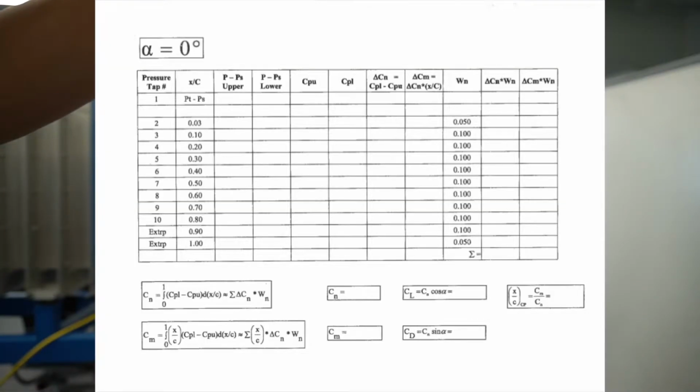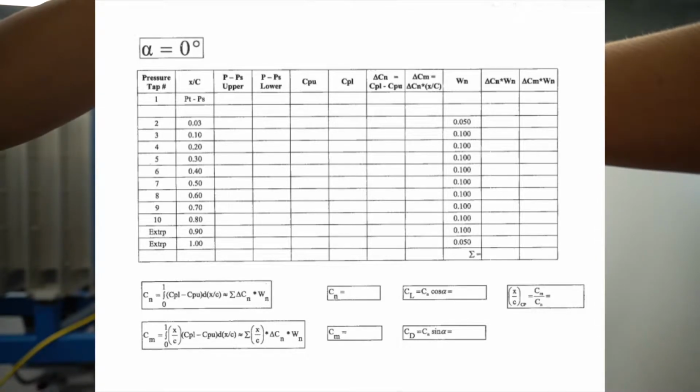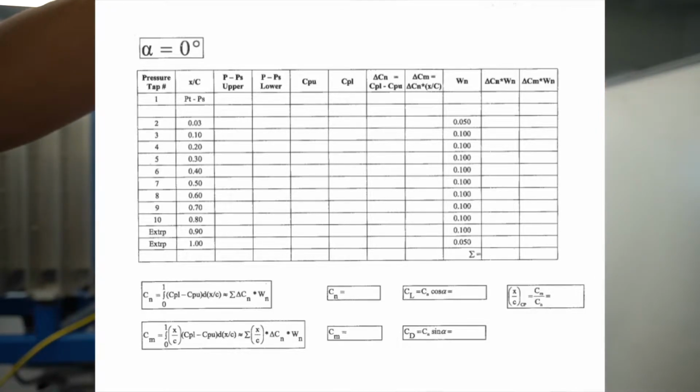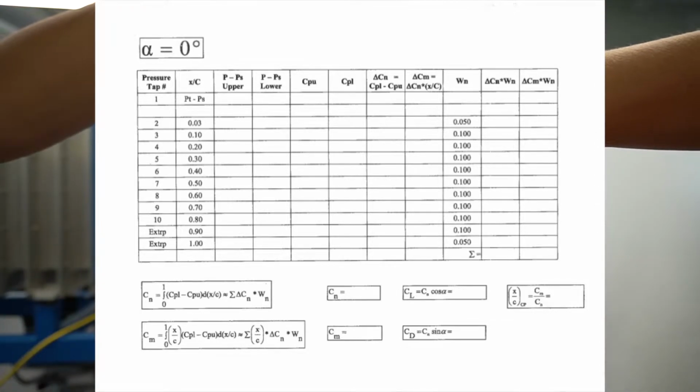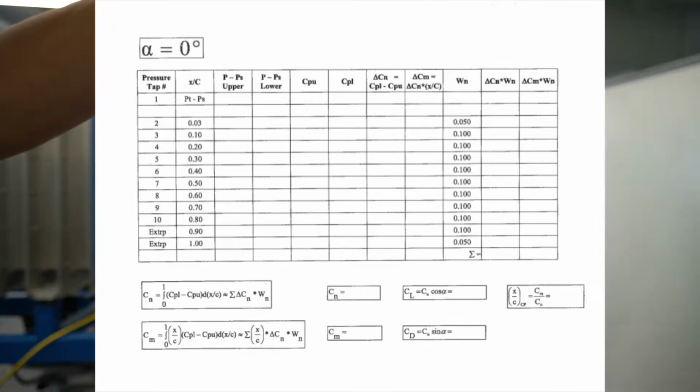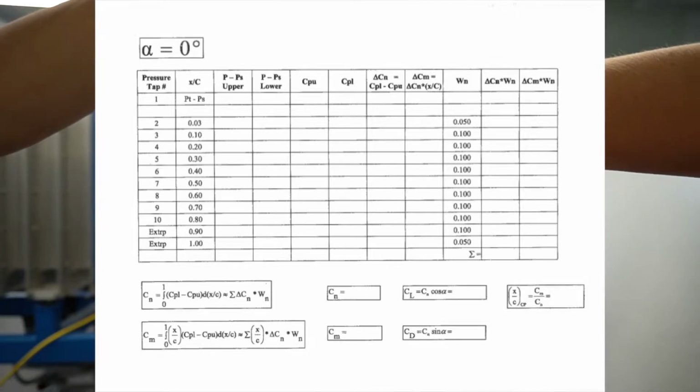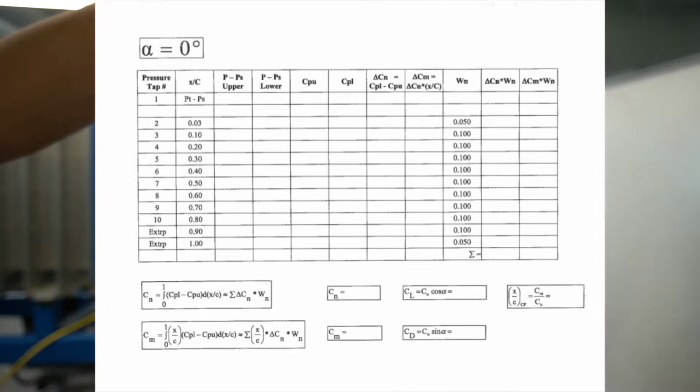Okay, so if we have a look at our data sheet, we notice that there are a lot of different columns that we're going to be filling out. So we've already talked about the pressure taps and the different X over C locations, so we already know what those mean. As we alluded to before, we're going to be measuring our P minus PS values. So we're going to be measuring the pressure at each of these locations relative to PS.